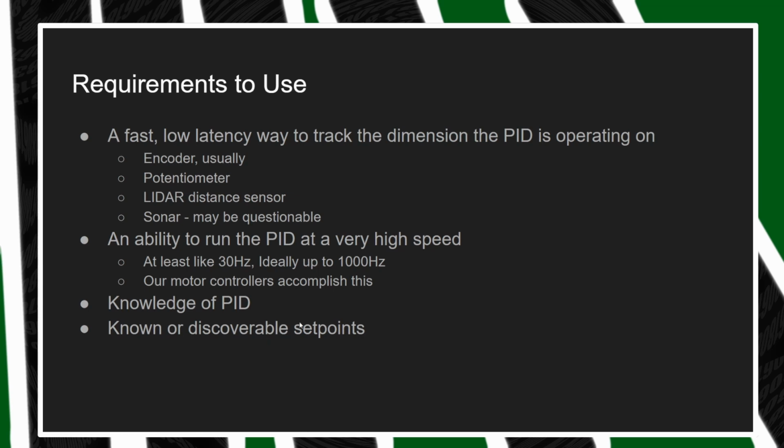Known or discoverable set points. To be able to use a PID, you have to know where you want to go, or be able to figure it out, either through testing or whatever. You can't just say, robot, go over there. You have to be able to figure out, oh, it's this many turns of the wheel to get over there, etc., etc.